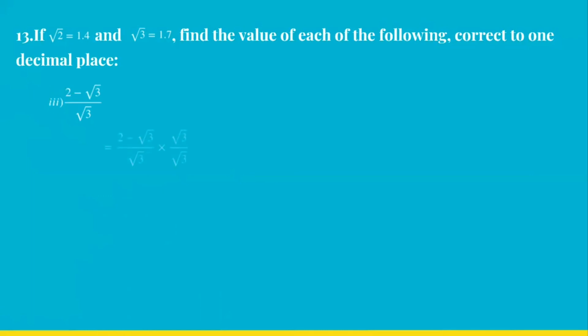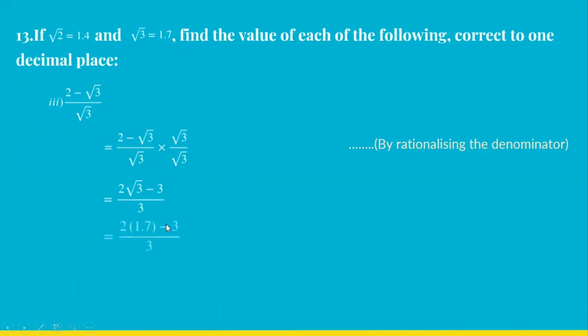The last part of this question, 2 minus root 3 upon root 3, easy. Rationalizing factor is going to be root 3. Multiply. So 2 into root 3 is 2 root 3, and root 3 into root 3 is 3 again here. So let us put the value. We get the value of root 3 as 1.7, so 2 root 3 minus 3 upon 3. 1.7 into 2 is 3.4. 3.4 minus 3 is 0.4, and 0.4 upon 3, you get it as 0.133.